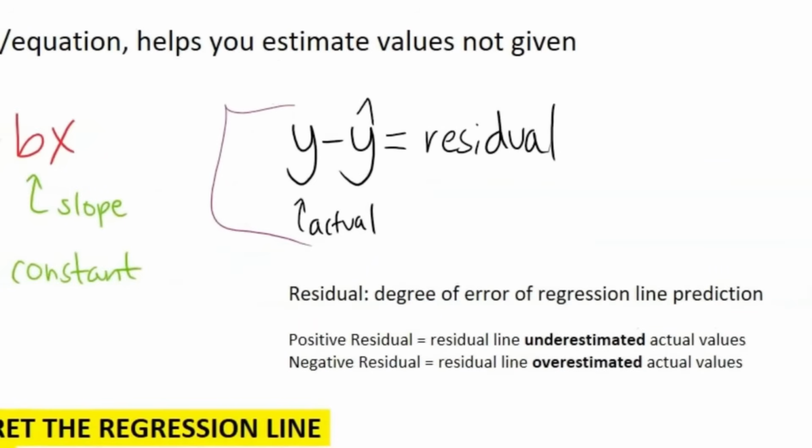Okay, so your residual is just the degree of error of the regression line prediction. Let's say my actual value is 5 and the predicted value is 10. Then you get -5 units as the residual, so that's a negative residual. Negative residuals mean you overestimated, in this case by 5. A positive residual would mean that you underestimated the actual value.